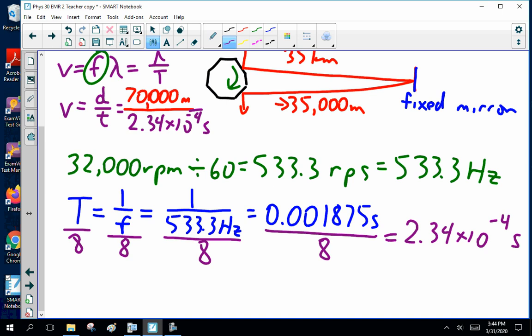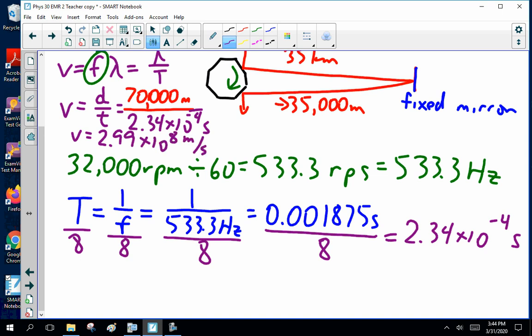Now, here we're going, what's the speed of light? Now, grab Mr. Calculator. 70,000 divided by 2.34 exponent to the negative 4 is 2.99, 14 times 10 to the 8 meters per second.